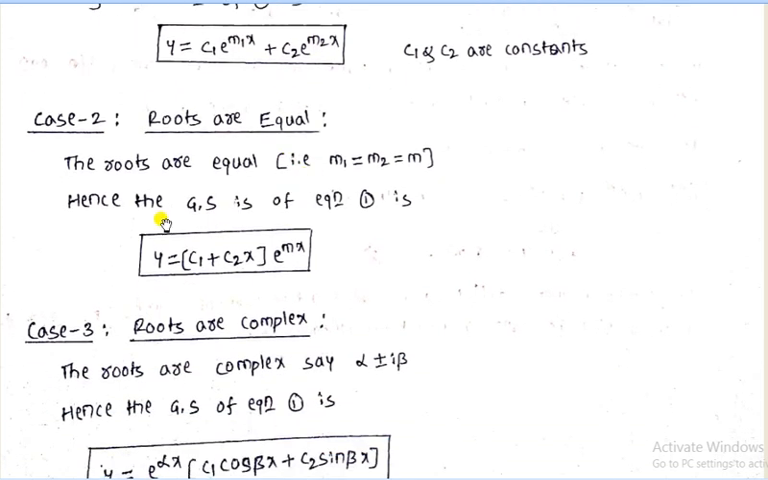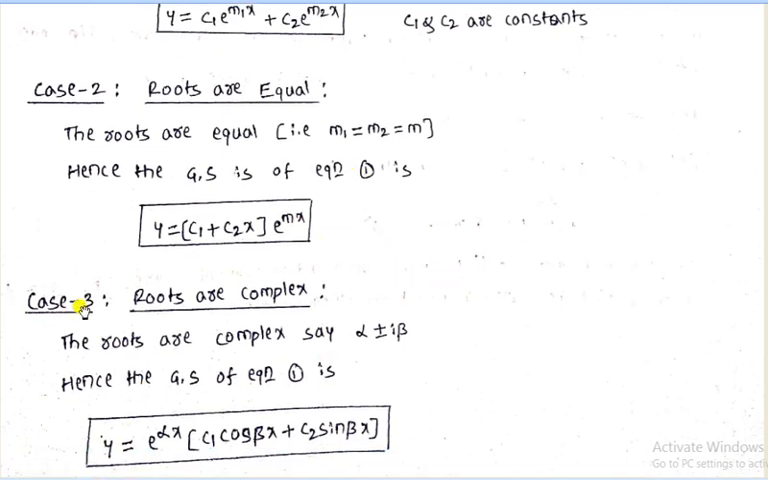Then the second possibility is case number 2, roots are equal. For example, m1 is equal to m2, commonly taken as m. Hence the general solution of equation 1 is in the form of y equal to c1 plus c2x into e to the power mx. For example, if m1 is equal to 5 and m2 is also equal to 5, then its value becomes 5. So in that case, the general solution becomes c1 plus c2x e to the power 5x.